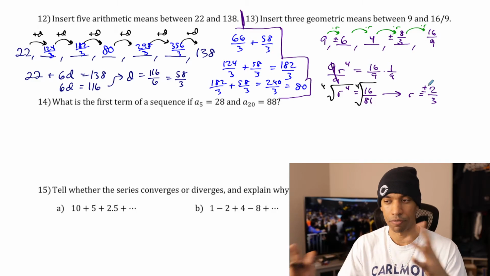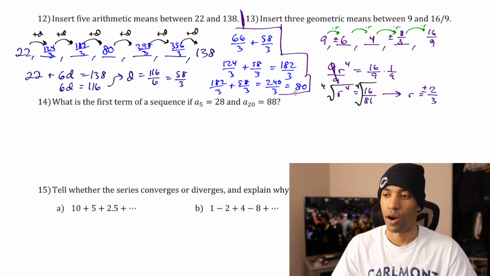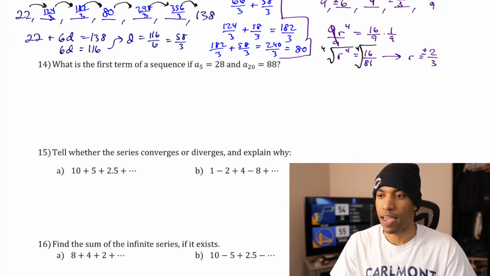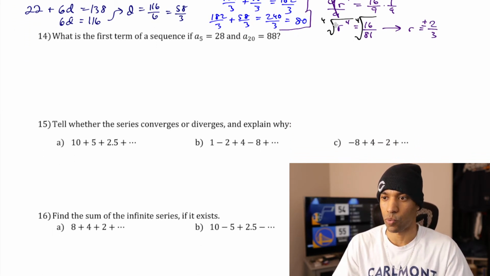That's all we have to work off of. So those are the answers. All right, cool. Okay, number 14. What is the first term of a sequence if a sub 5 equals 28 and a sub 20 equals 88?